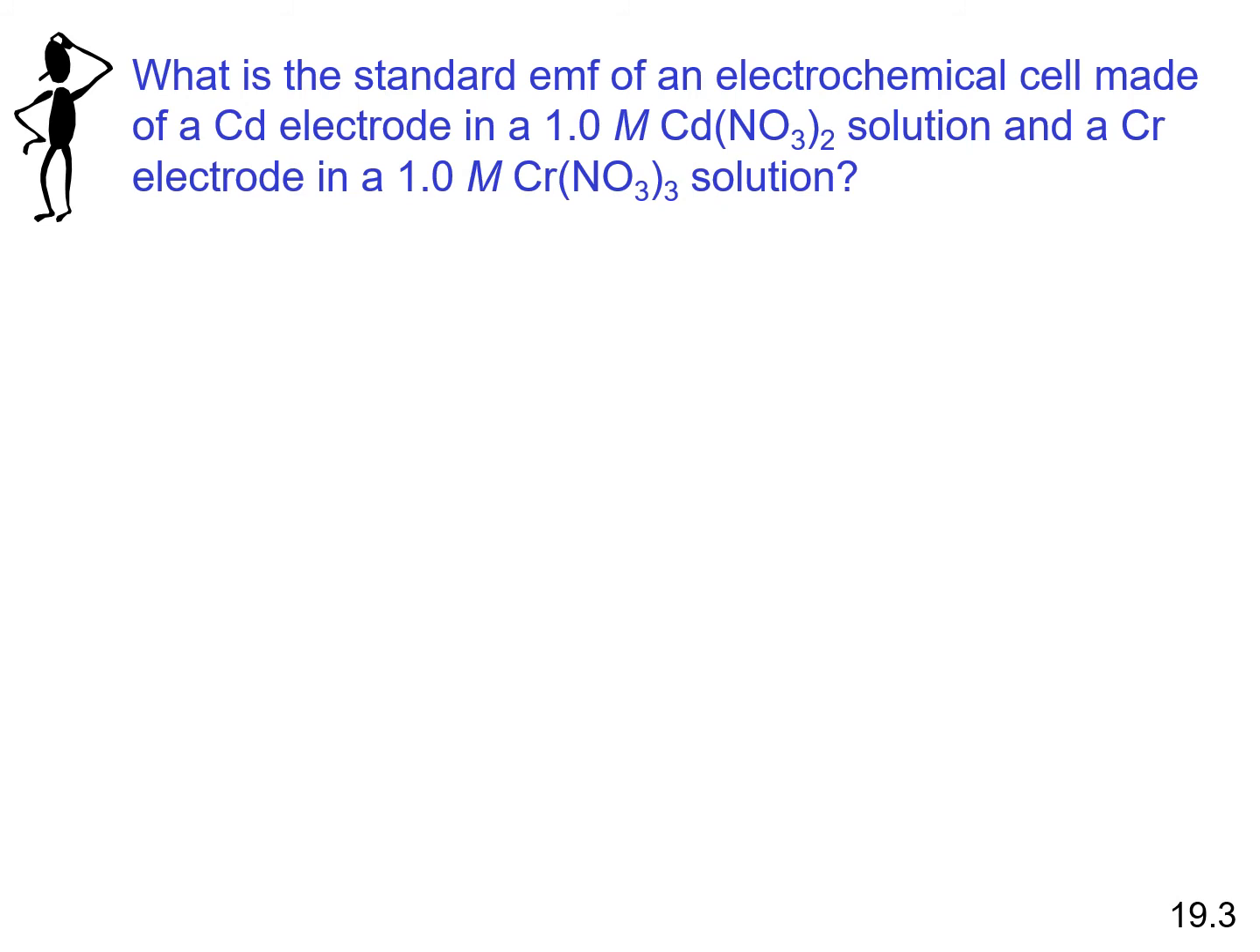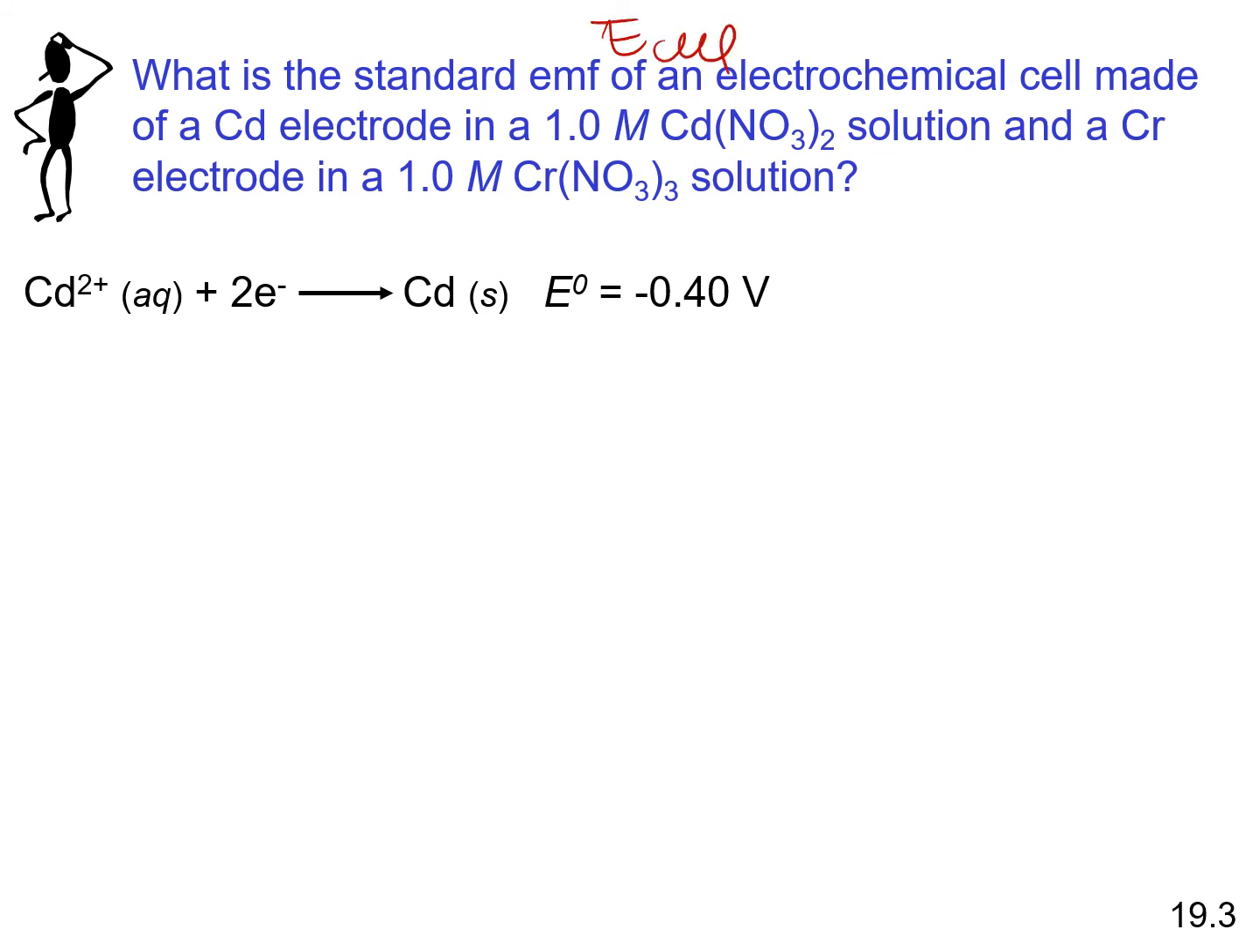Okay, so let's take a look at this problem. What is the standard EMF, meaning the overall cell potential, of an electrochemical cell? Okay, so the standard E cell, made of a cadmium electrode in 1 molar cadmium nitrate solution and a chromium electrode in a 1 molar chromium nitrate solution. So the reduction equation and the corresponding potential is given here.